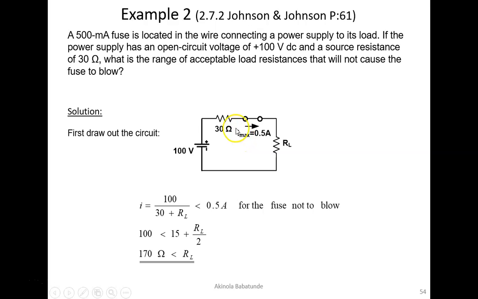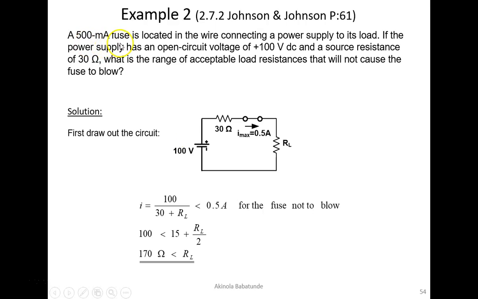Okay, the rating of the fuse is 500 milliamperes, which is the same thing as 0.5 amperes. So it simply means that we are looking for the acceptable load resistance that will not cause the fuse to blow. For the fuse not to blow, the current passing through the load should not be greater than 0.5 amperes. The current passing through the load should not be greater than the current of that fuse. If the current is greater than the current of the fuse, it will automatically blow. So the current passing through this load should be less than the fuse current.